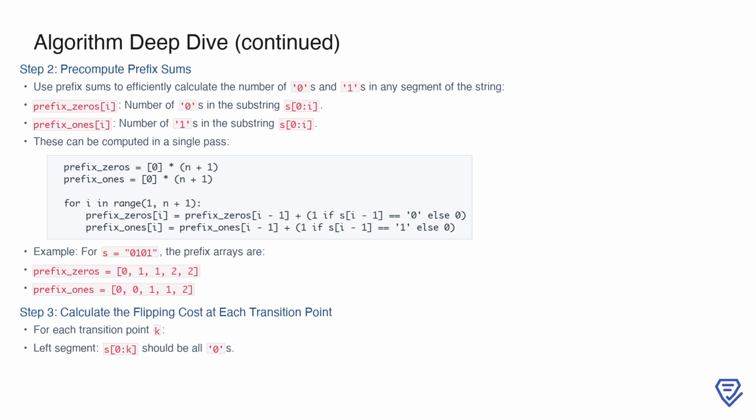For example, in the string 0101, the prefix_zeros array is 0, 1, 1, 2, 2, and the prefix_ones array is 0, 0, 1, 1, 2. These arrays allow us to quickly determine how many zeros or ones are in any segment, which is critical for calculating the flipping cost at each transition point. By pre-computing these values, we lay the groundwork for an efficient solution.